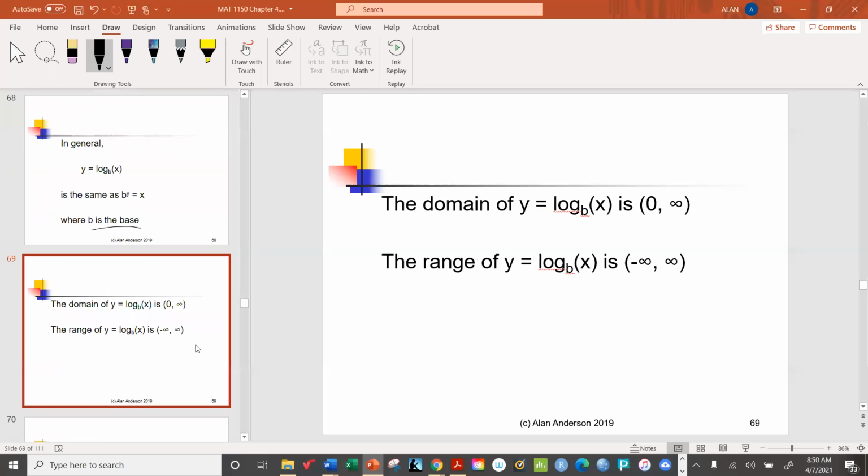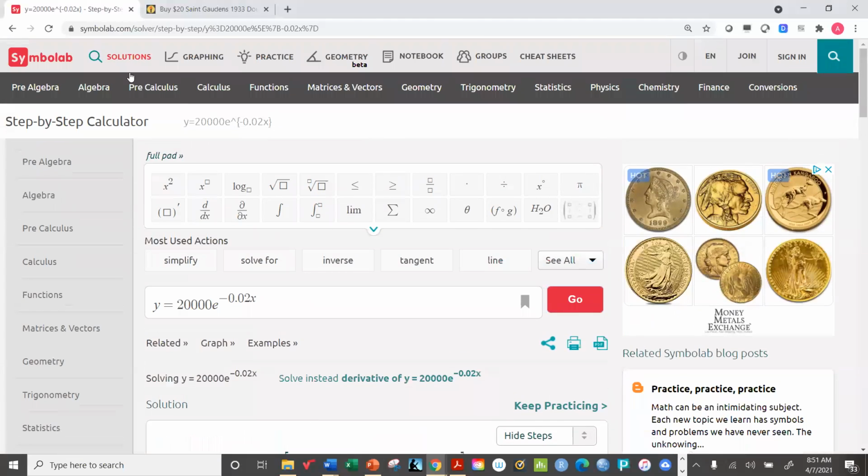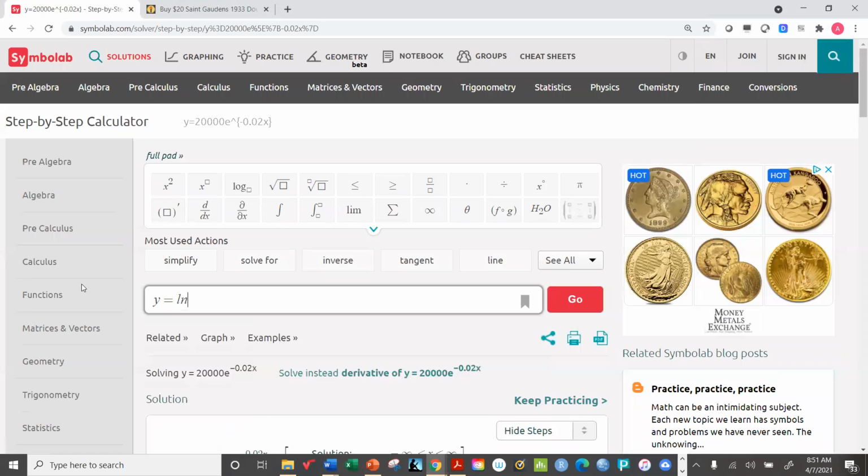Now, for any logarithmic function, the domain is restricted to strictly positive real numbers, no zeros, no negatives. The range, on the other hand, is any real number. In fact, why don't we take a look at a couple of examples of this in Symbolab. Let's try y equals natural log of x, just ln x.